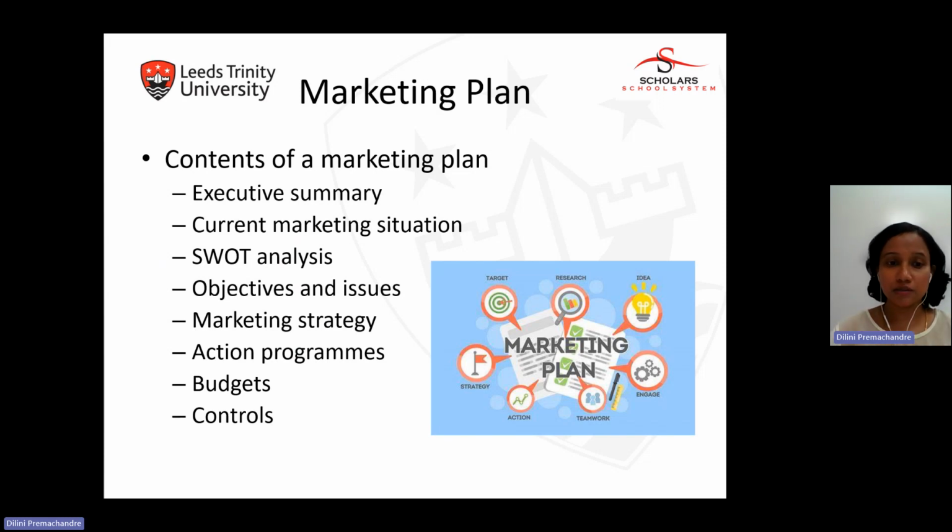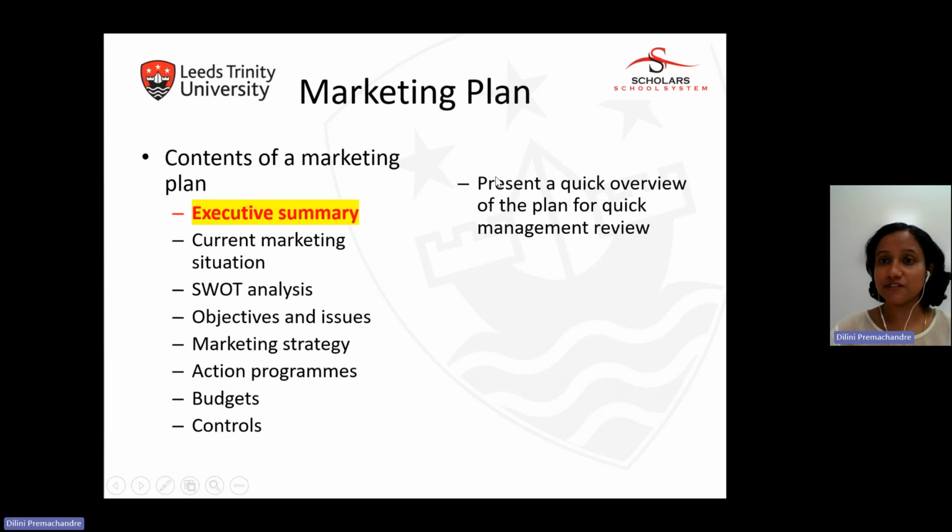So first we will start with the executive summary. The executive summary will give a quick overview of the plan for quick management review. So at a glance, by reading the executive summary, a person should be able to understand what this business is and what they're going to do. Even for report writing, you are required to provide an executive summary. Usually in the executive summary, you will give a brief overview of what you are going to do.